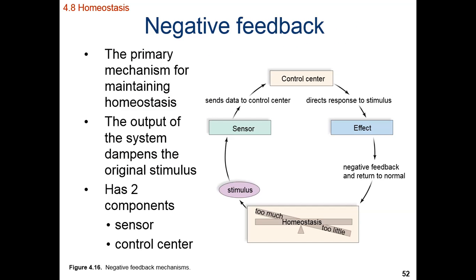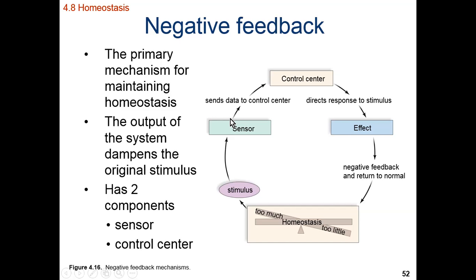Let's look at negative or any feedback loop in general. Any generic feedback loop is going to contain a sensor, an integration or control center, and an effector. So we're going to first start off with the stimulus that's picked up by the sensor. That sensor will then send information to the control center.